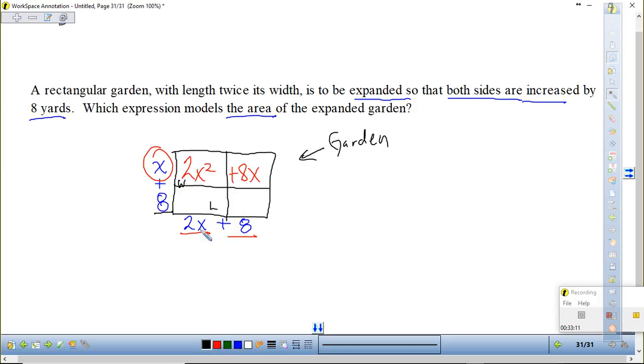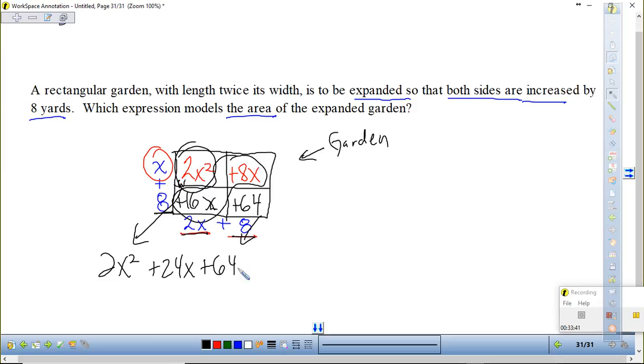I'm going with this one. What is 8 times 2x? 16x. And what is 8 times 8? Positive 64. Therefore, bring down the 2x squared. Draw your peanut. What is 16x plus 8x? Positive 24x, and then you just bring down the plus 64. However, they're asking for the what? Area. So you write area equals that in what? Units squared. That is correct.